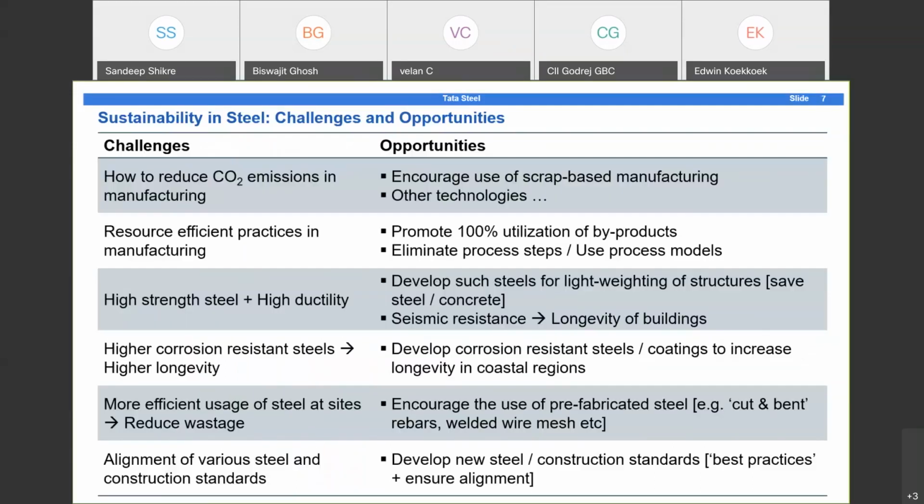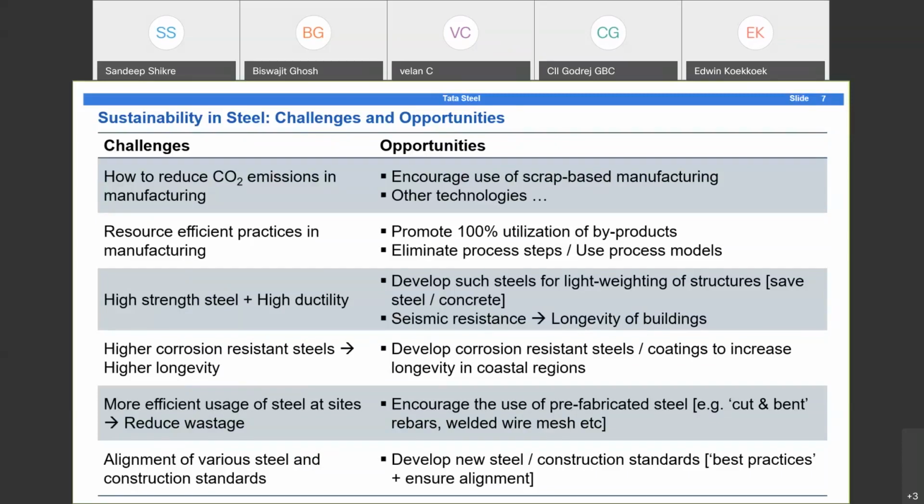This is a little technical. I will explain, I think, one by one or line by line. There are some challenges with respect to sustainability in steel, but there are also opportunities. The most important challenge is how to reduce CO2 emissions in manufacturing. One, as I've explained earlier, is that steel can be recycled very well, an infinite number of times.